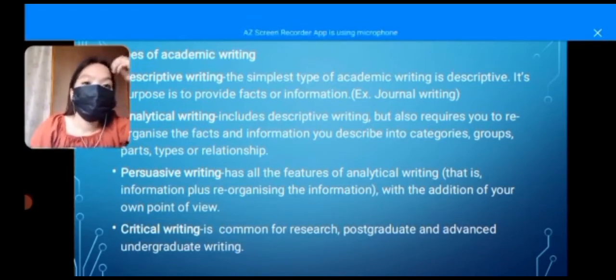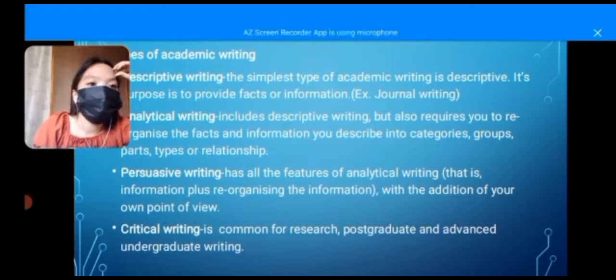So, descriptive writing, guys, is to provide facts or information. Example of descriptive writing, guys, is journal writing. Next, we have analytical writing. Analytical writing includes descriptive writing, but also requires you to reorganize the facts and information you describe into categories, groups, types, parts, or relationships.